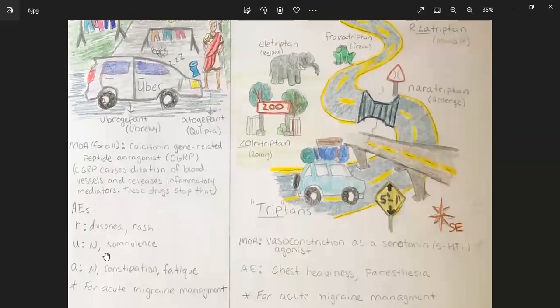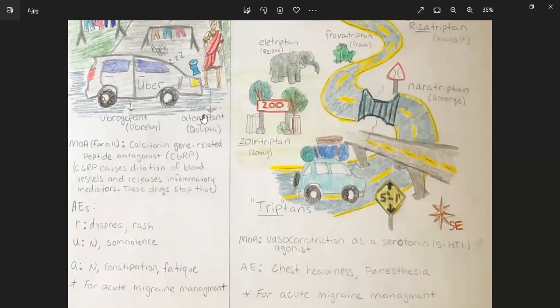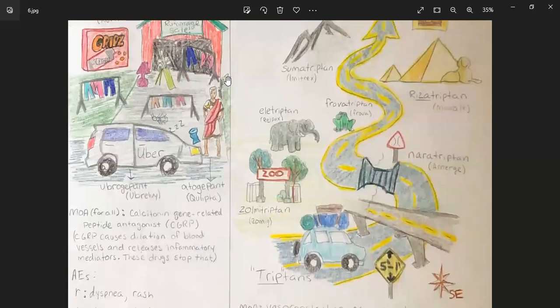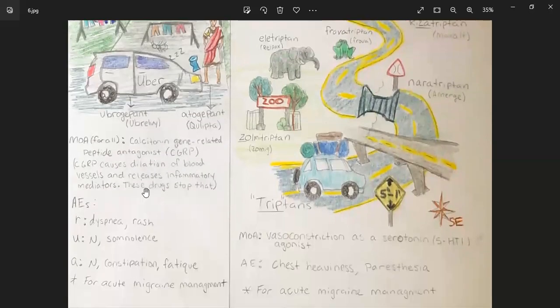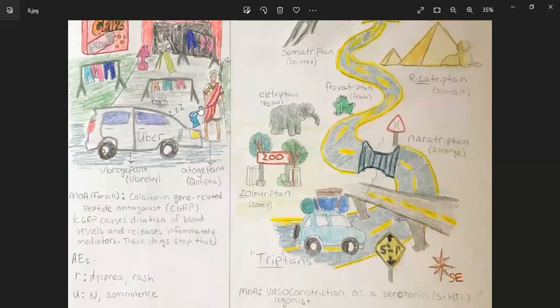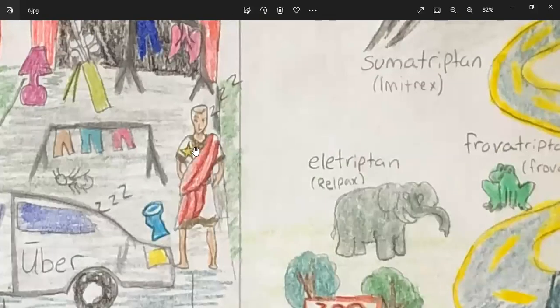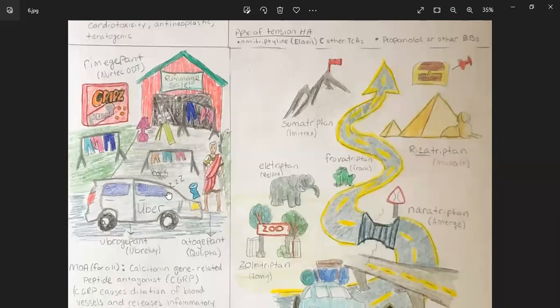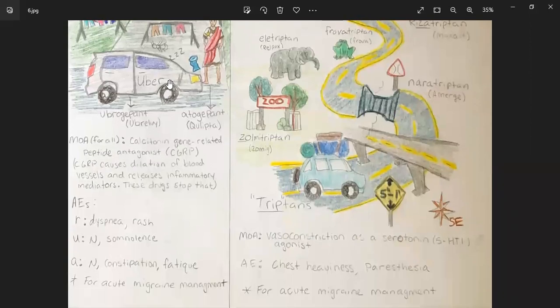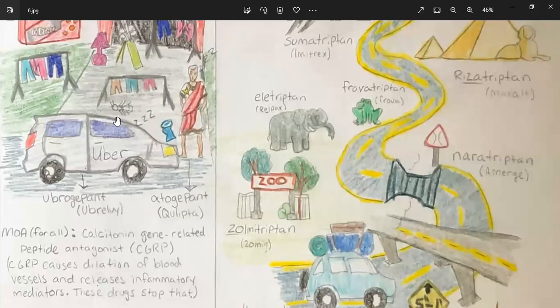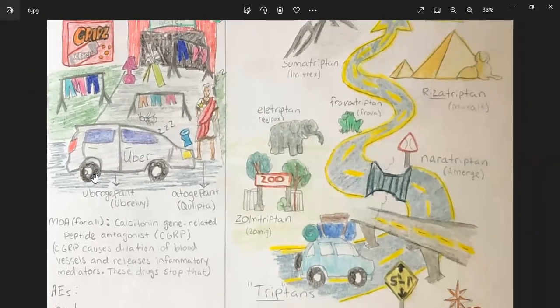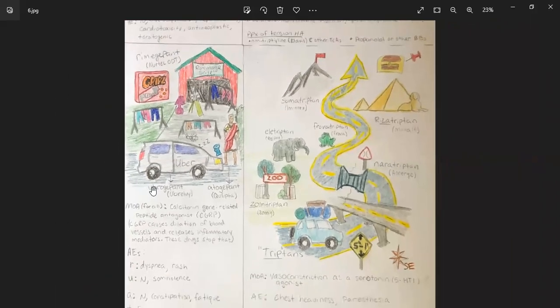Both the ubrogepant and the atogepant have nausea, and then somnolence and fatigue. So those are both similar. That's why they both have these. And then constipation is also on here. So he has the star for constellation. Constellation, constipation for atogepant. And there was some reason why I drew an ant on here. I don't remember. I guess we'll move on.